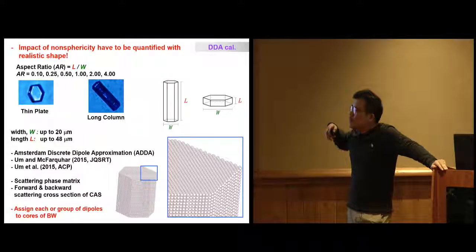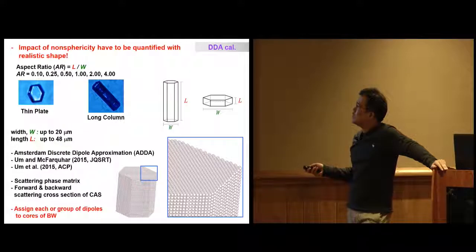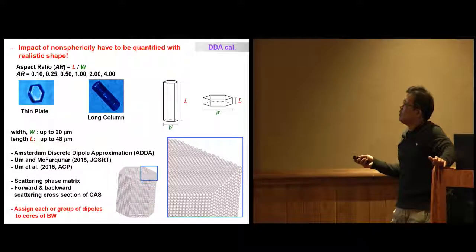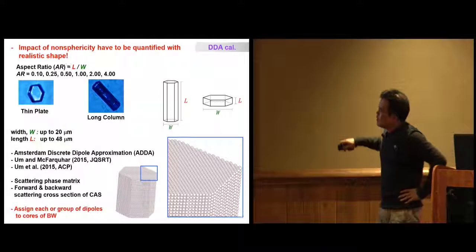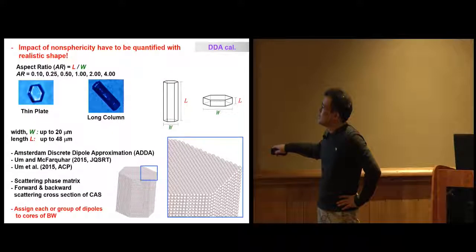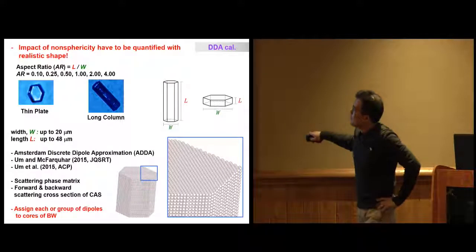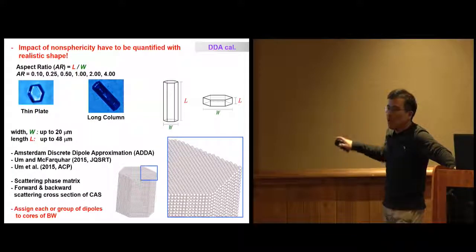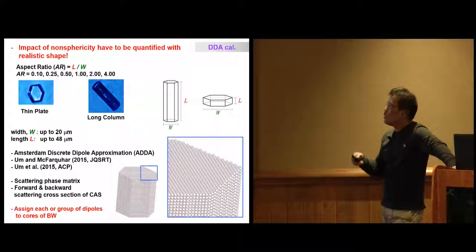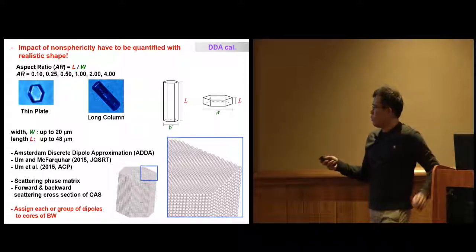And then for the scattering calculation, that means to solve Maxwell's equations, we use the Amsterdam discrete dipole approximation. Here is an example of a hexagonal ice crystal consisting of dipoles, and this one is zoomed in. Each dipole or couple of groups of dipoles is assigned to cores of Blue Waters.